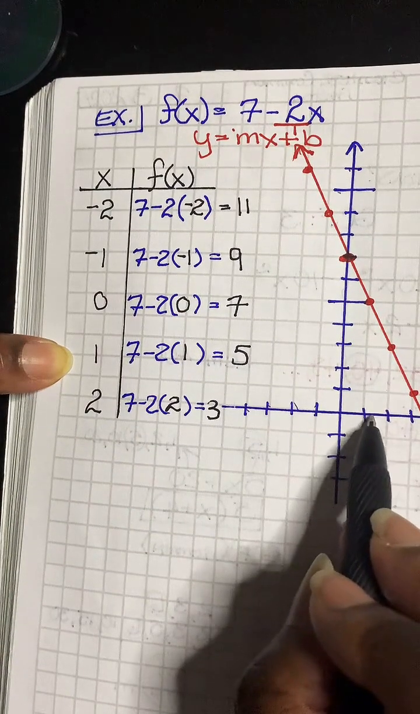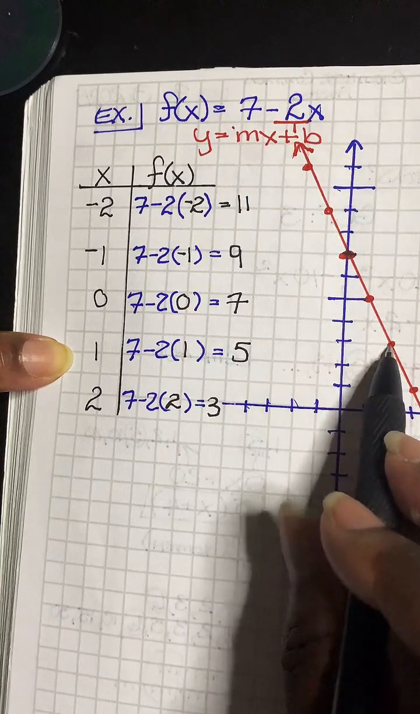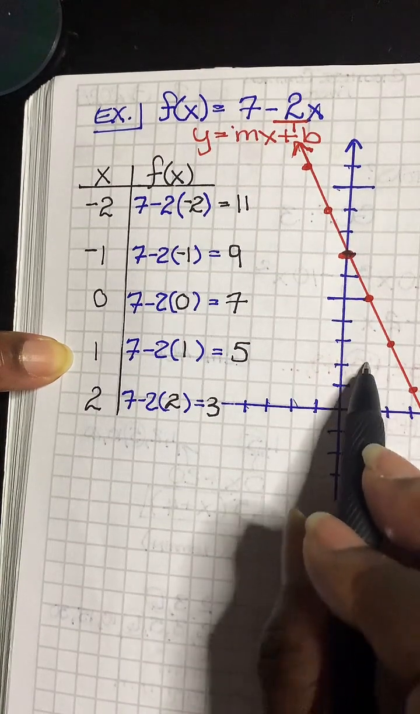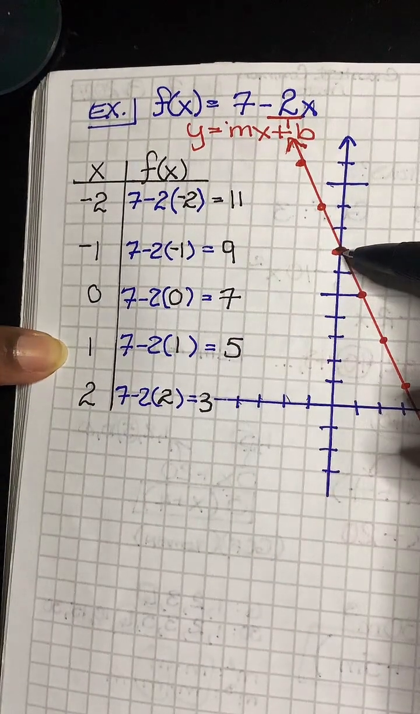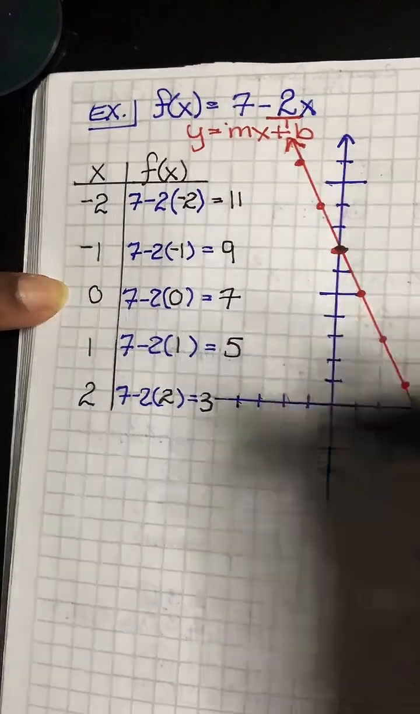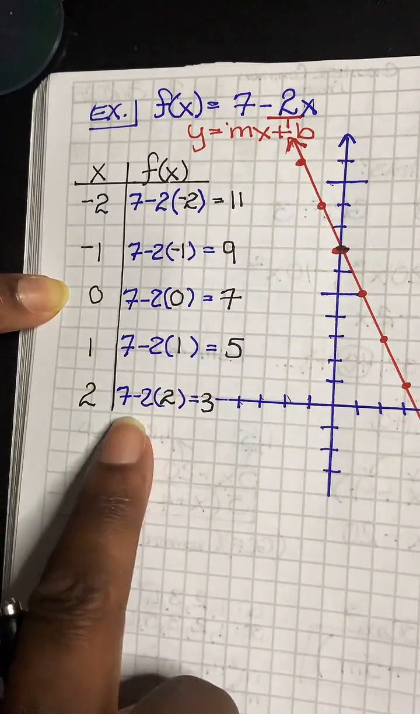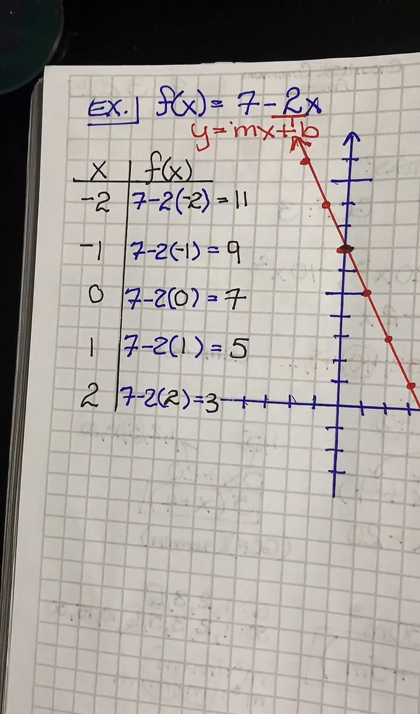So 1, 2, 1, 2, 3. There's that 2, 3. Here's 1, 1, 2, 3, 4, 5 right there. Here's my 0, 7, -1, 9, and -2, 11. So you can find it either in the table or you can follow the graph.